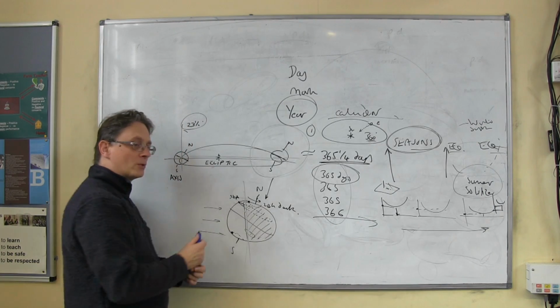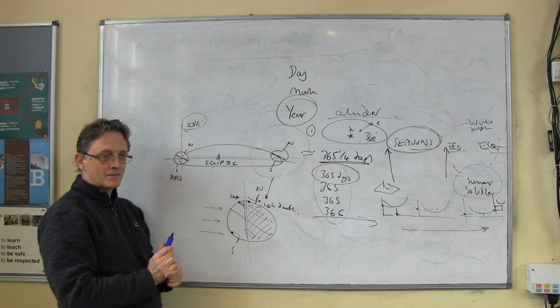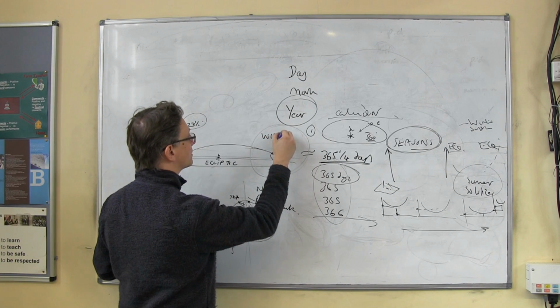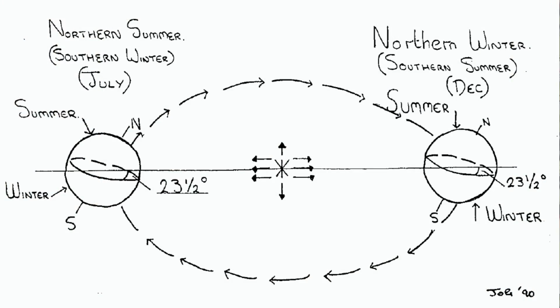What season would we call this? Winter. Yeah, it's winter, isn't it? All right. This, on your diagram, if I've drawn it the right way round, this would be northern winter. Because the pole of the Earth, the North Pole, is tilted away from the sun. Simple as that. The North Pole of the Earth is tilted away from the sun.